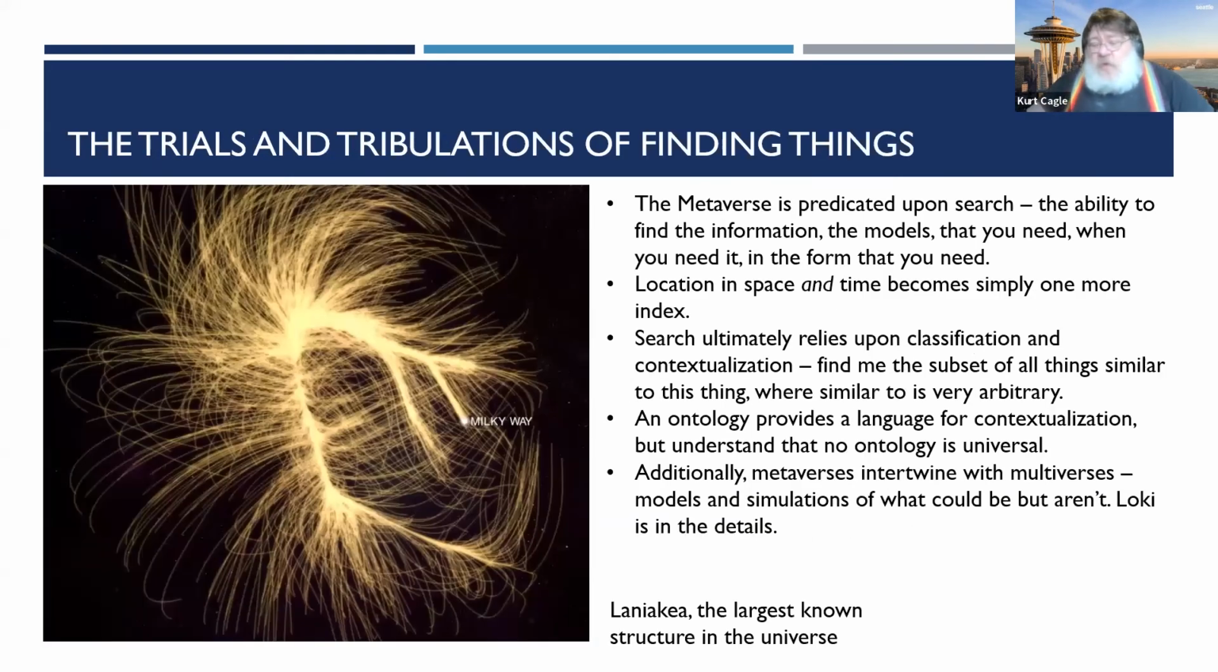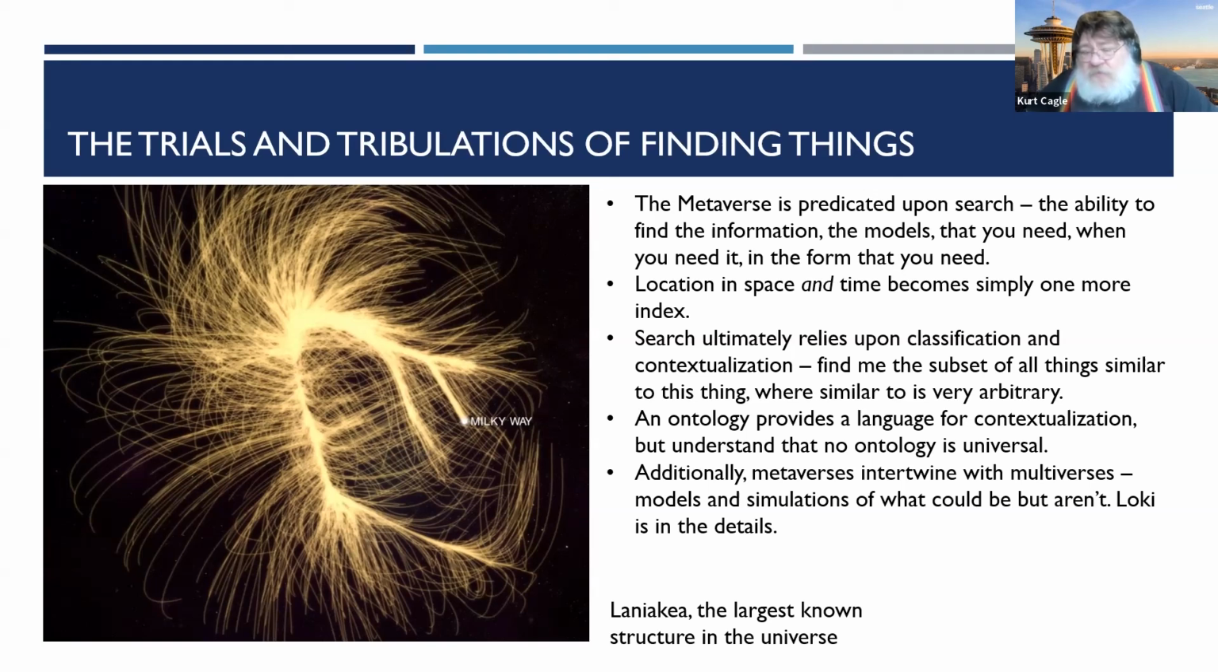on land. Search becomes very important. In fact, I would say search is probably the most important aspect of the metaverse. We have to be able to find things. Because we have to be able to find things, we need to be able to say, how do we pull information? How do we collect information and categorize it to be able to contextualize it? If I have a means to contextualize it, then I have a means to search it. An ontology provides a language for contextualization, but no ontology itself is universal. Any ontology we build is going to be problematic.